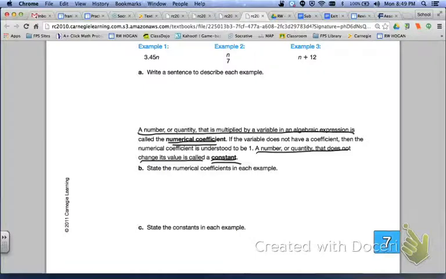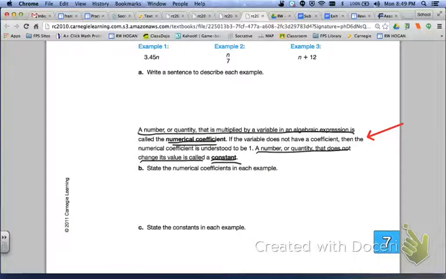Underneath the letter A, it says that a number or quantity that is multiplied by a variable in an algebraic expression is called the numerical coefficient. If the variable does not have a coefficient, then the numerical coefficient is understood to be 1. That's a very important part of understanding what a numerical coefficient is. If you only see a variable, then the numerical coefficient is understood to be 1. A number or quantity that does not change its value is called a constant.